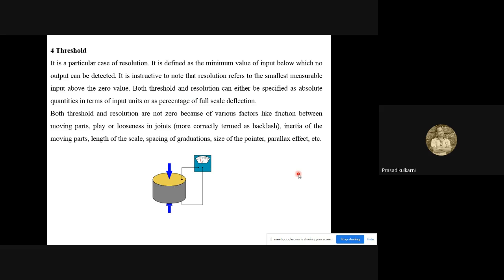The next property we will see here, threshold. Sorry, what is threshold? It is a particular case of resolution. It is defined as the minimum value of input below which no output can be detected. Once again I am repeating, it is a particular case of resolution. It is defined as the minimum value of input below which no output can be detected.